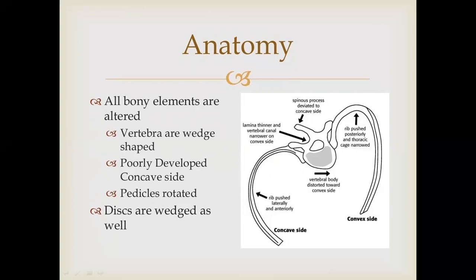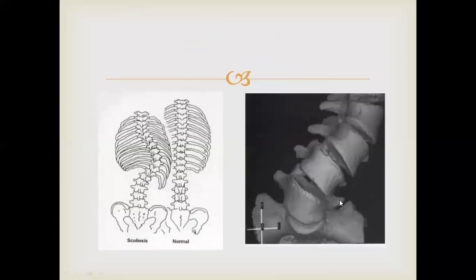As you can see here, the deviation in the spine. Moving on to the diagram, as you can see, the lateral curvature is to the right side, while the normal spine is vertical going downward. As you can see, the lateral curvature, and here you can see the gap between the facets.